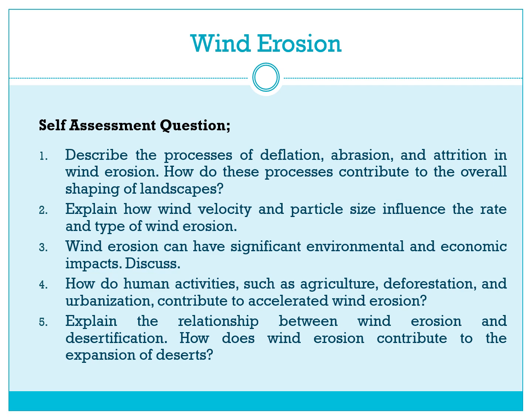Explain how wind velocity and particle size influence the rate and type of wind erosion. Wind erosion can have significant environmental and economic impacts. Discuss how human activities such as agriculture, deforestation, and urbanization contribute to accelerated wind erosion. Explain the relationship between wind erosion and desertification. How does wind erosion contribute to the expansion of deserts?